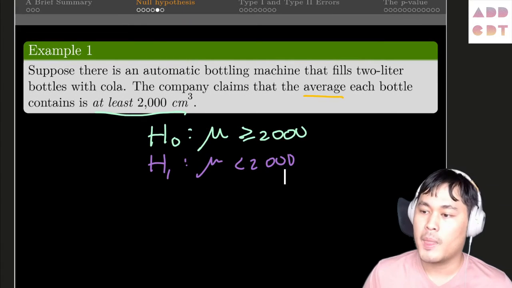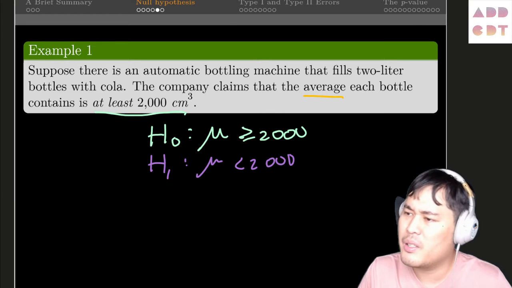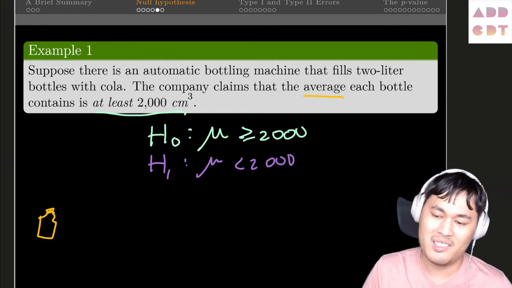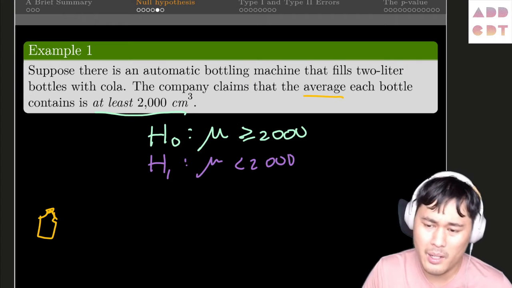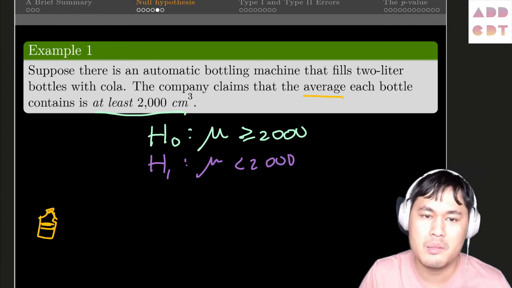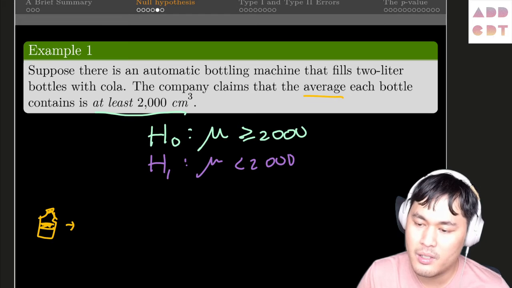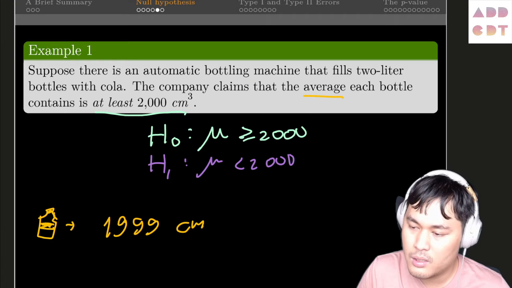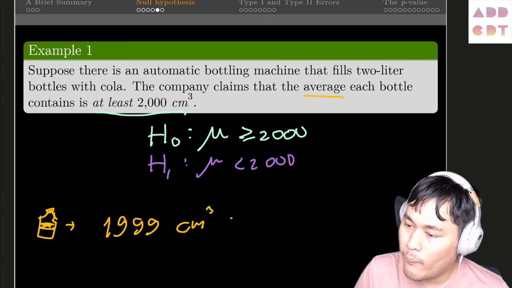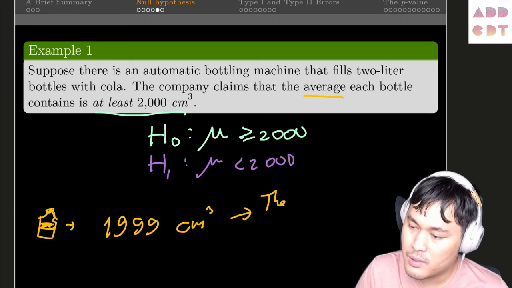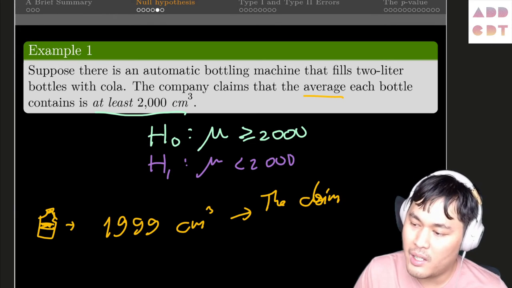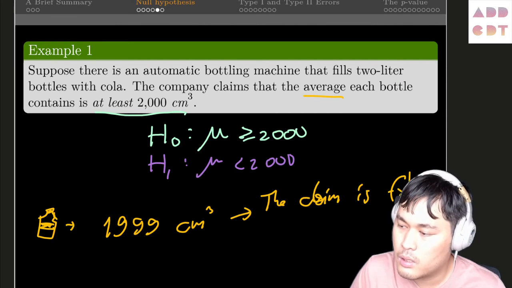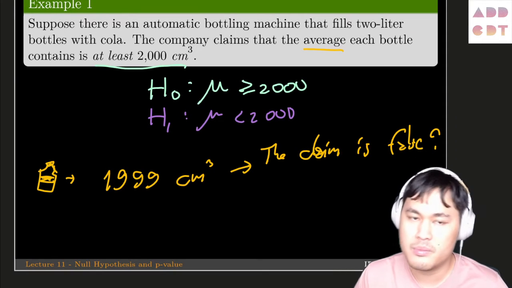So that's the claim, and I believe it is 2,000. Then the question is, suppose that I doubt it, because that doesn't seem like the right claim. So I buy a bottle of soda from some place, measure the volume, and I get 1,999. Does it mean the claim is false? Can I immediately conclude that the claim is false? The answer is: it depends.